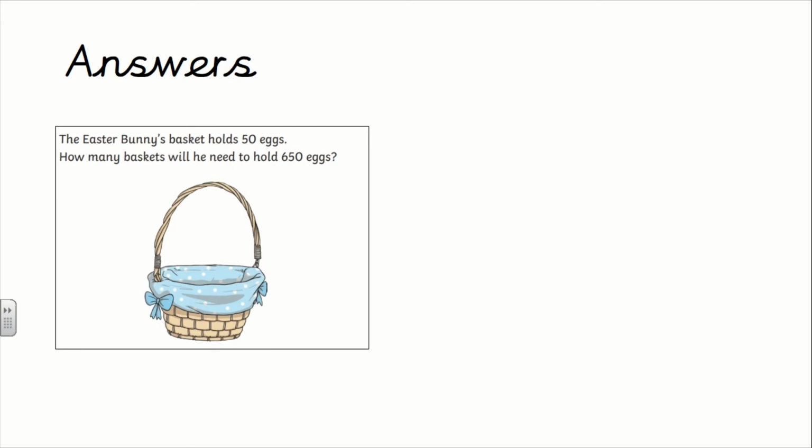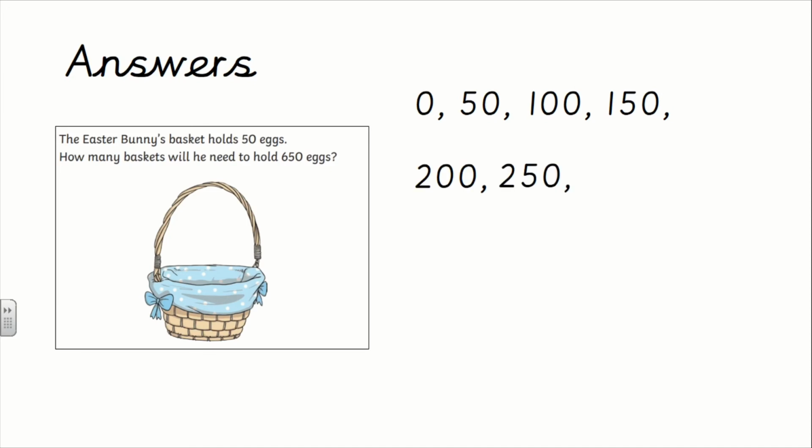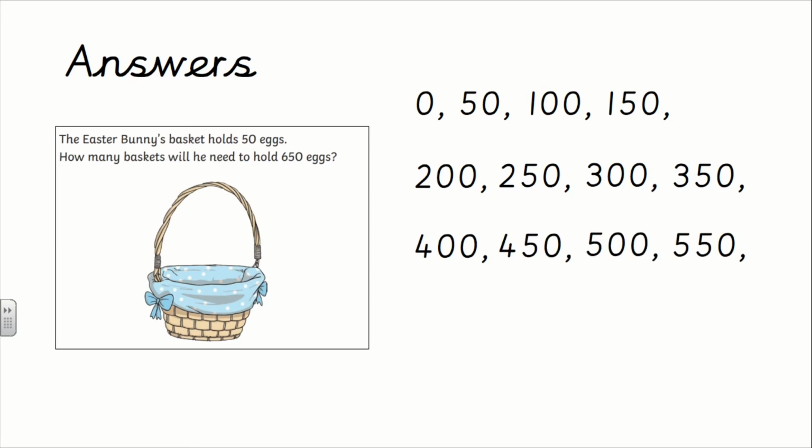So the Easter Bunny with his eggs in his basket. So I chose to count up. So 0, 50, 100, 150, 200, 250, 300, 350, 400, 450, 500, 550, 600, and 650.